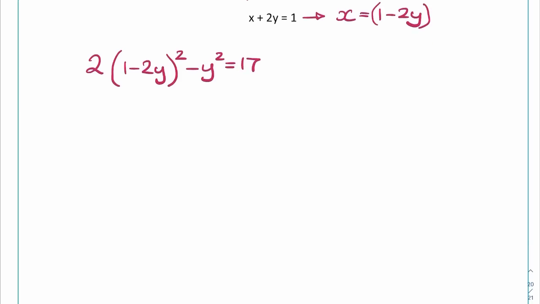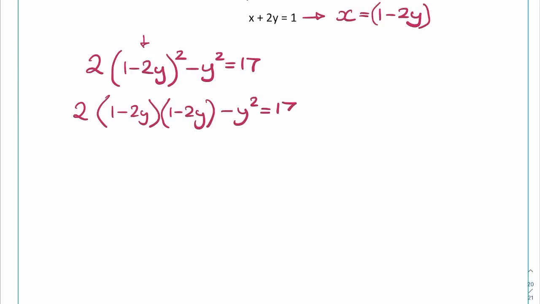Now you can do this in as many or as few steps as you like. I'll try and do a minimal amount of steps, with enough that it doesn't confuse this whole question. So in order to do this, we want this to be a double bracket. So we've got 2 lots of (1 minus 2y)(1 minus 2y), minus y squared is equal to 17. Now I've got to expand that double bracket.